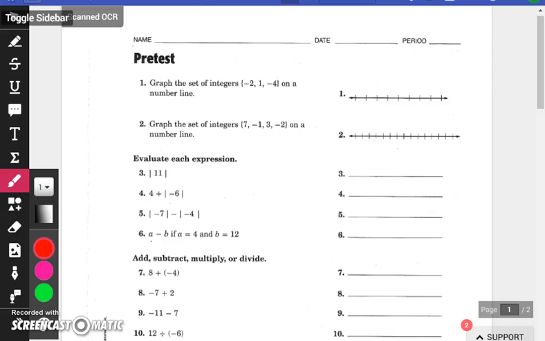Hey guys, this is chapter 3 with regards to positive and negative integers. So today what we'll be doing is talking about positive numbers and negative numbers.